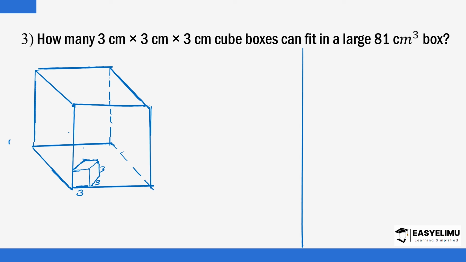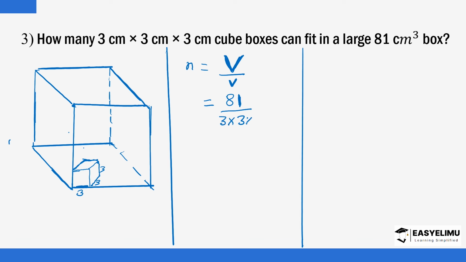So here now, we will use the formula: the number of the smaller cubes should be equal to the volume of the larger cube, let me use capital V for that, divided by the volume of each of the smaller cubes. So the volume of the larger cube is already given as 81, and this other one is also given, 3 by 3 by 3. So we will try and just simplify.